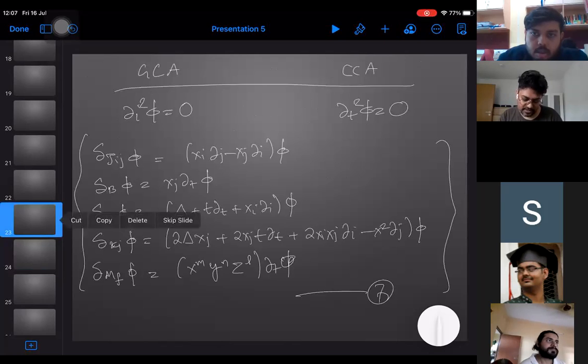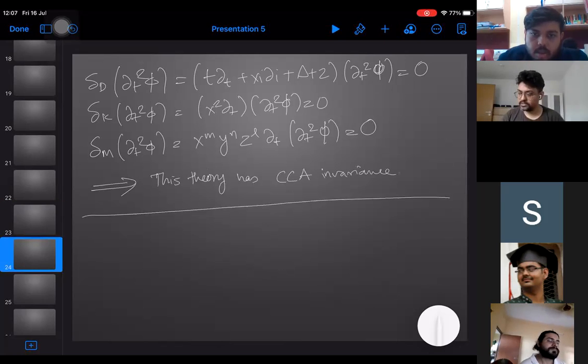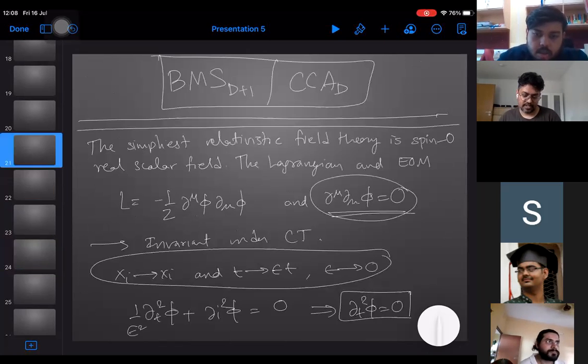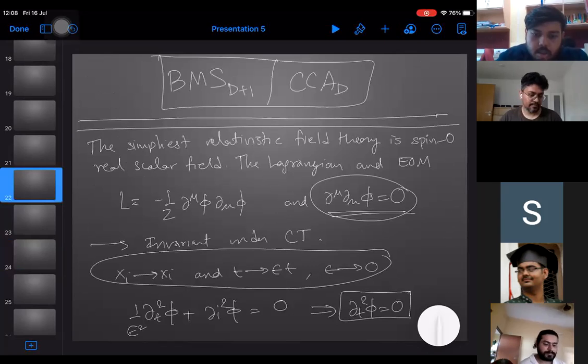So this was the simplest example, the first simplest example. Next, we will move on to a little bit more involved example, which we call the Carrollian electrodynamics. But yeah, here it's just the CFT which we are trying to do in this limit.